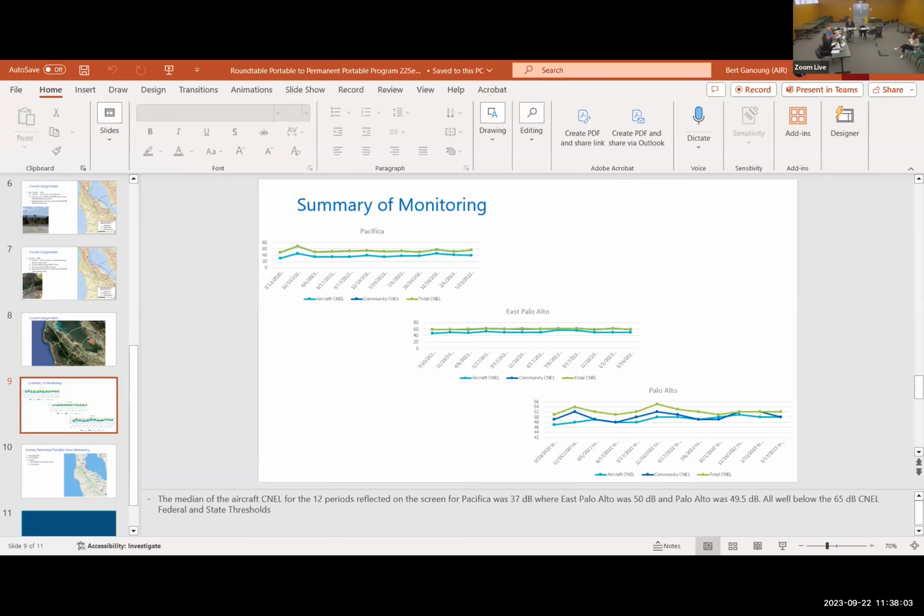Hey, Bert, can you do half and half? Like keep your... No, it has to be homogeneous throughout all the monitors. Well, the data, we do report both sets of data in our directory, for NPD and CNEL.